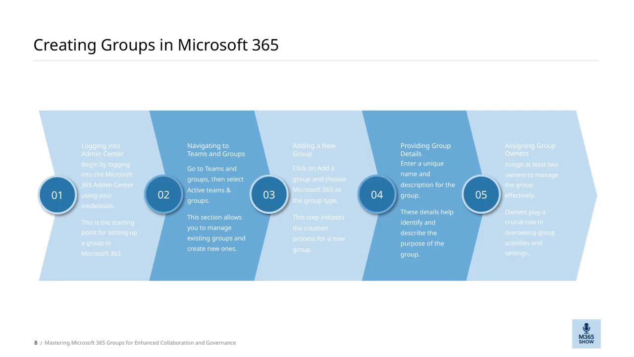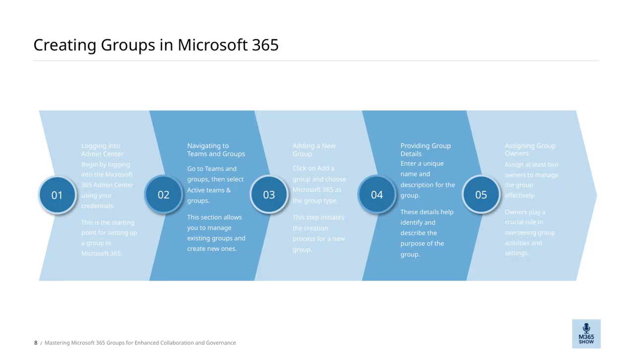This area allows you to manage your existing groups and also create new ones, giving you control over your collaboration environment. Next, click on Add a Group, and from the options, choose Microsoft 365 as the group type. This step kicks off the actual creation process for your new group.